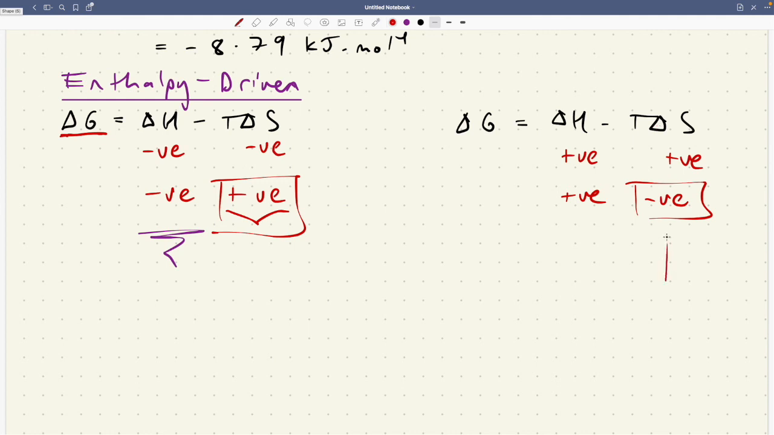Now the negative part is coming from the entropy term. So if our delta G is going to end up negative, it means that our entropy change has to be big enough. We have to have an entropy driven as opposed to an enthalpy driven reaction. It's entropy driven because that's the term that's going to make it negative. So we have the inverse situation there.